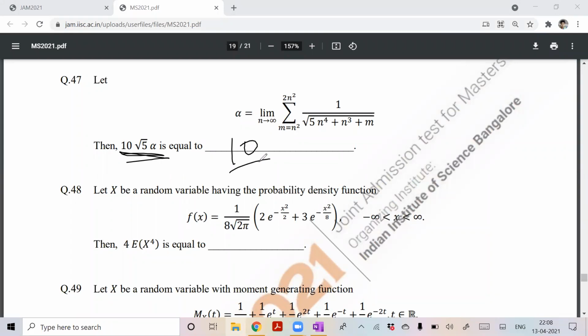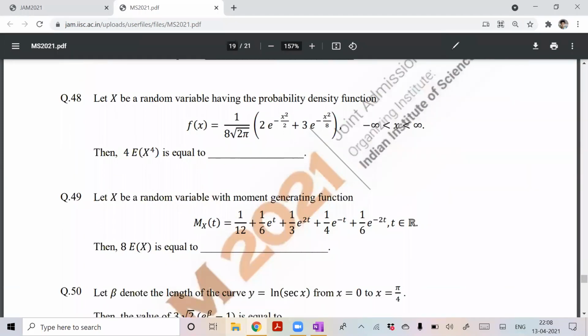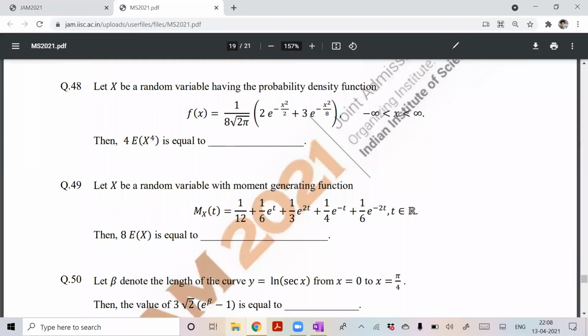Okay, so the next question is 48. Let X be the random variable having PDF f(x) = 1/(8 root 2 pi) [2 e^(-x^2/2) + 3 e^(-x^2/8)]. Then 4 times E[X^4] is. Okay, so let's first try to find E[X^4].